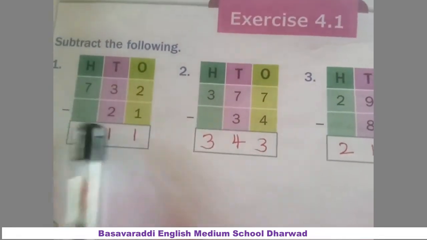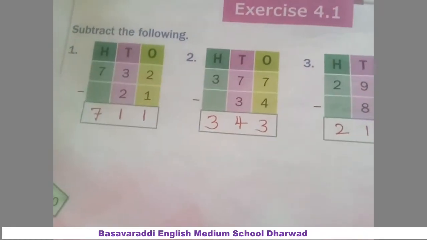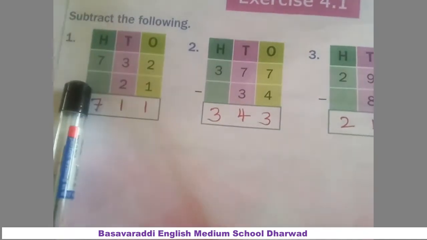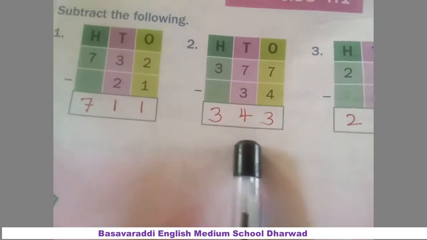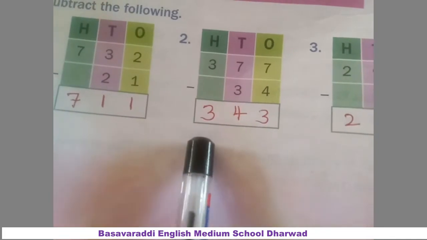732 minus 21. The answer is 711. 377 minus 35. The answer is 342. 7 minus 5 is 2, 7 minus 3 is 4, and 3 is in the hundreds place, so you write 3 only there.